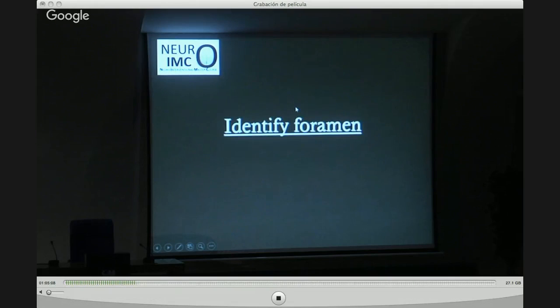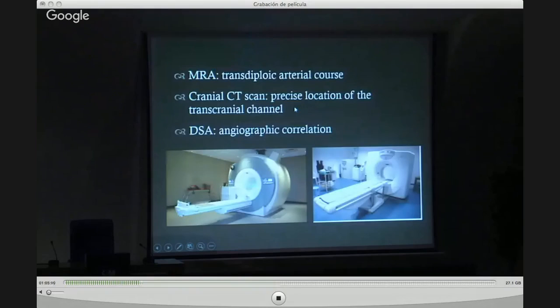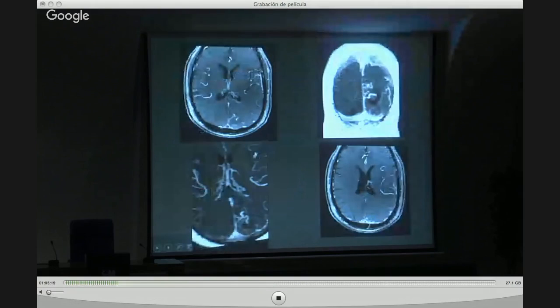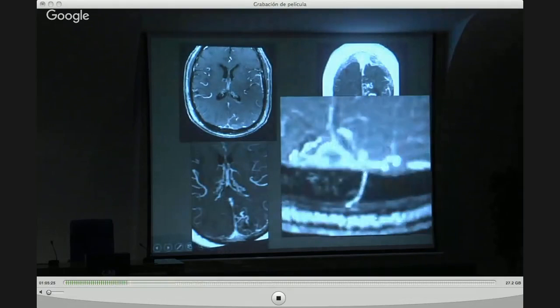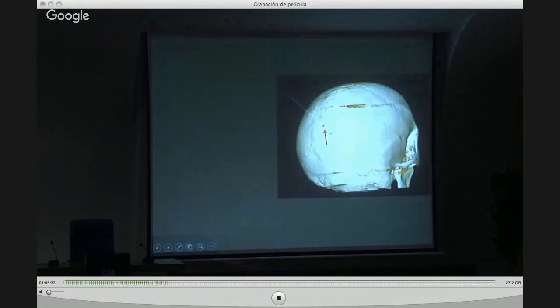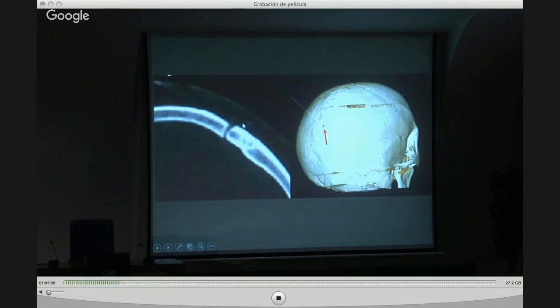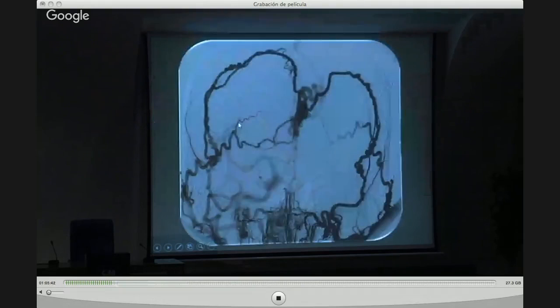First is to identify the foramen. If you look carefully at MRA or CTA images, you can frequently see this type of foramina. In MRA, if you look carefully at this case, for example, this left side parietal type 3 arteriovenous fistula, you can see a transdiploic connection between the epicranial and intracranial artery. And looking exactly at this point, you can check in a CT exactly where the foramen is, how the channel is.